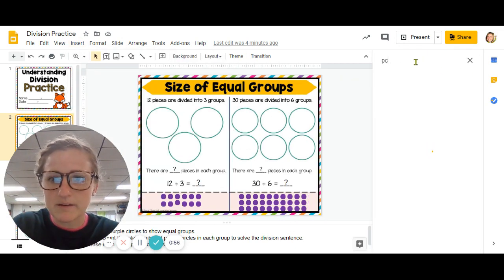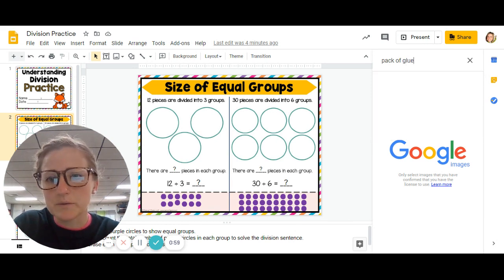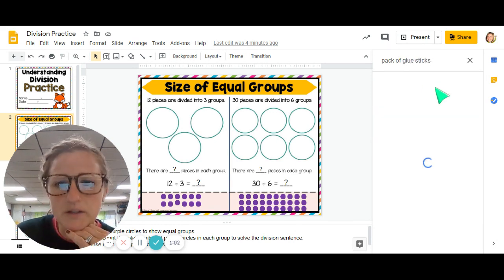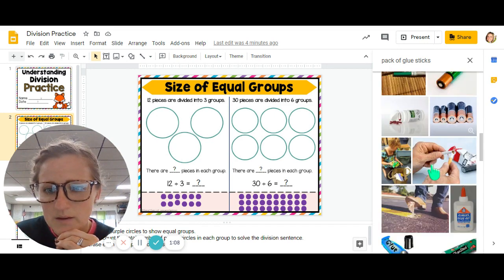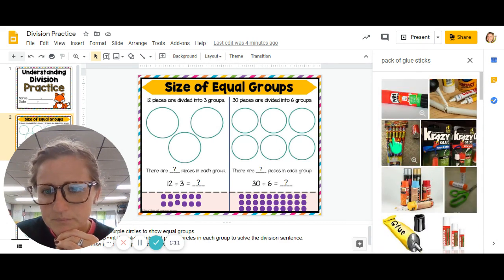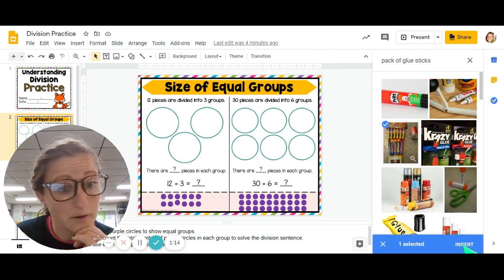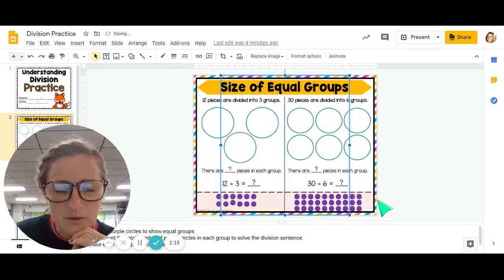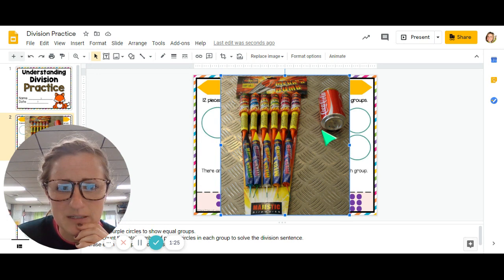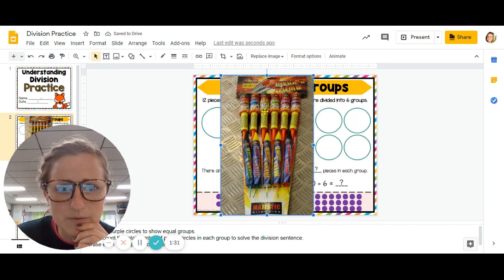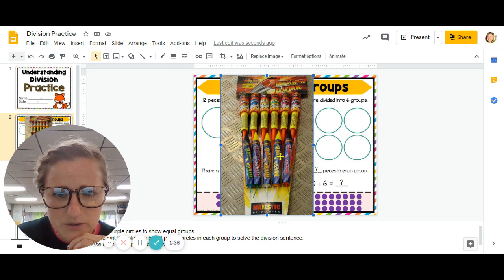Let's take a look at a picture of a pack of glue sticks. Well, not exactly what I was hoping for, but this is a pack of what looks like fireworks. How about that? We'll go with that. So this is a pack of fireworks, and one pack has 1, 2, 3, 4, 5, 6, and there's a random Coca-Cola next to it. Let's not worry about that Coca-Cola. So, there's 1, 2, 3, 4, 5, 6 fireworks in this pack. Oh, I'm not even noticing there's a couple at the bottom too.